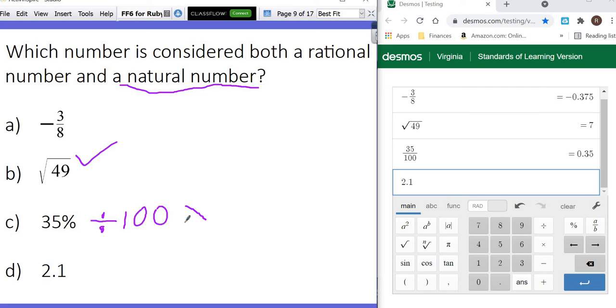But this is important. If you see something that is written as a percent and you need to figure out what kind of number it is, you're going to have to divide it by 100 to make it a decimal so you can tell. Okay?